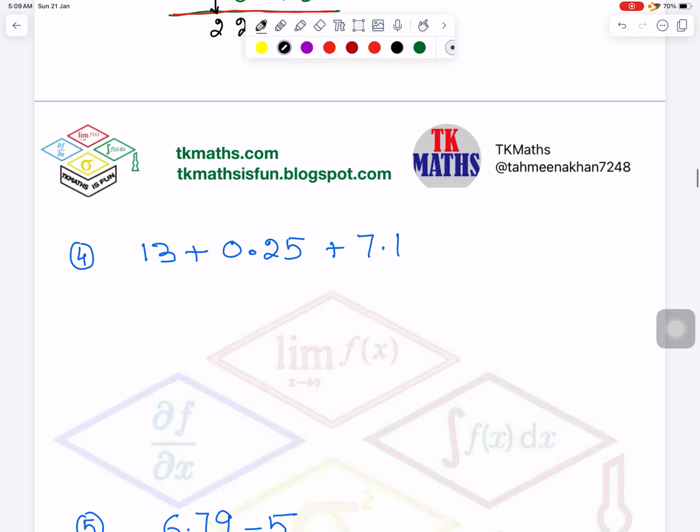Now let's see this one. You can be asked to add 3 decimal numbers, 4 decimal numbers. So what is the technique?